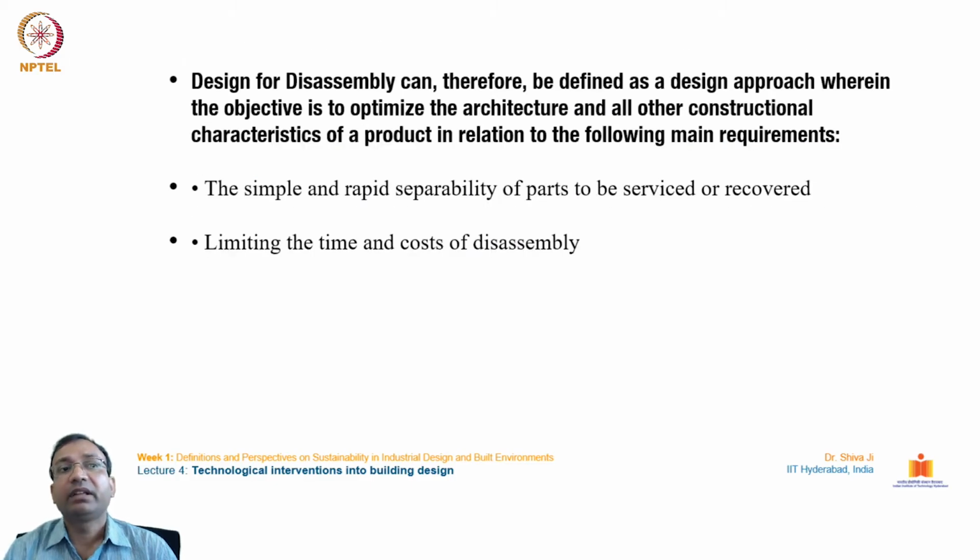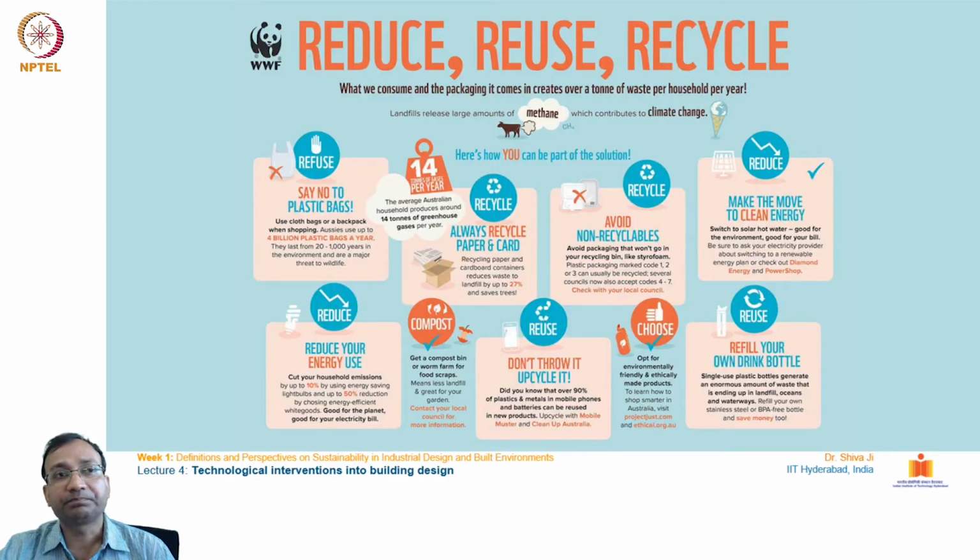Okay, design for disassembly can therefore be defined as a design approach wherein the objective is to optimize the architecture and all other constructional characteristics of a product in relation to the following main requirements. First, simple and rapid separability of parts to be serviced or recovered, and second, limiting the time and costs of disassembly. So these are the two main objectives of design for disassembly, through which we can work for a sustainable product and service system.